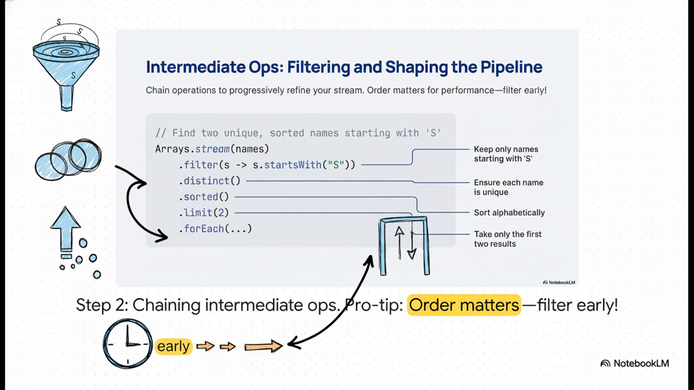And here's a huge pro tip for you, something that really matters for performance. The order of your operations is critical. You always want to filter as early as you possibly can. Get rid of the data you don't need first, so the later, more expensive steps have less work to do.